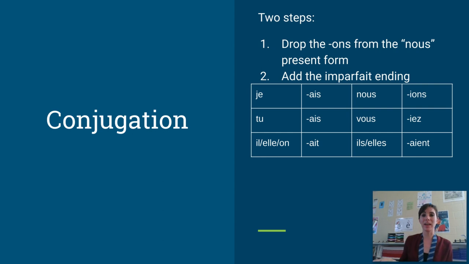Then after that, I need to drop my ONS from that nous form, and I'm going to add my imparfait ending. So this is very, very much like the present tense in that you have a stem, you have an ending, and that's the full conjugation of the verb. The difference being that these are past tense verbs. So instead of saying, I wear a hat, you can say, I was wearing a hat. Je portais un chapeau versus je porte un chapeau.